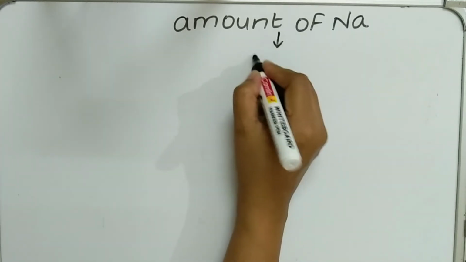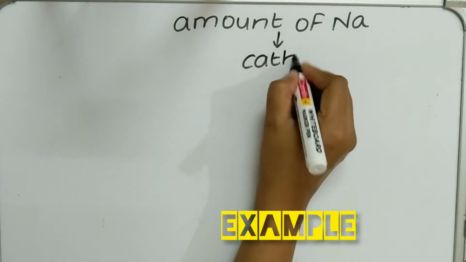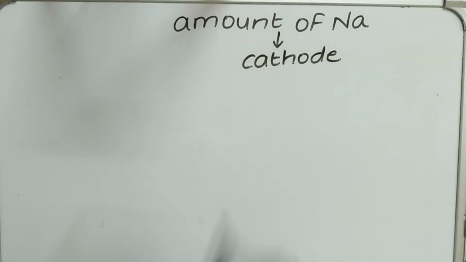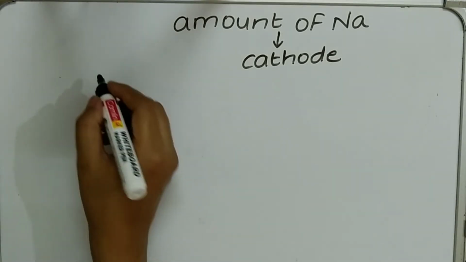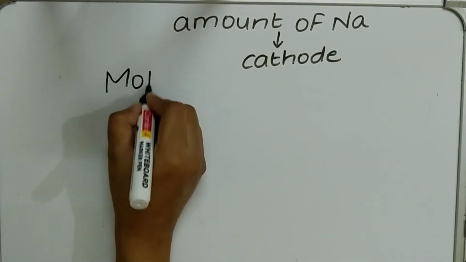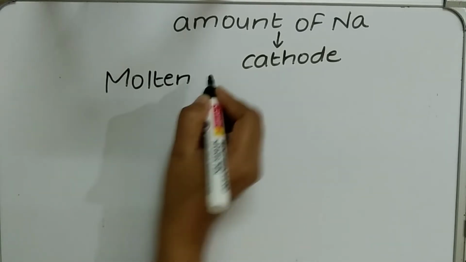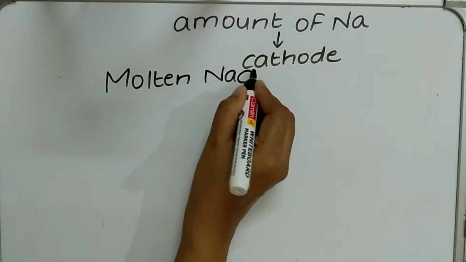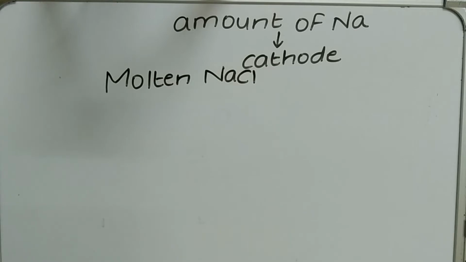We have to find the amount of sodium deposited at the cathode. Got it? So the question is, suppose we are taking molten NaCl. If molten NaCl is taken as the electrolyte, then what amount of sodium is deposited at the cathode?